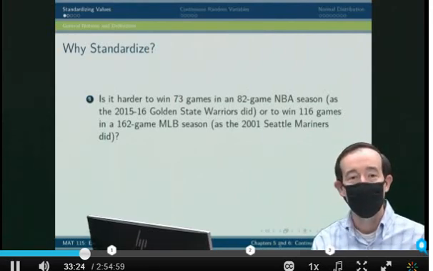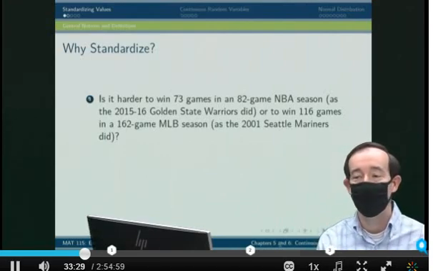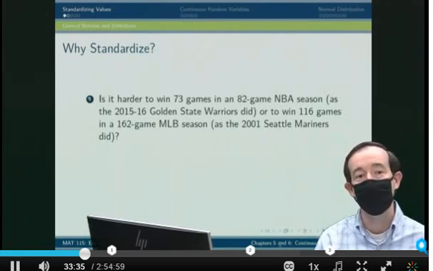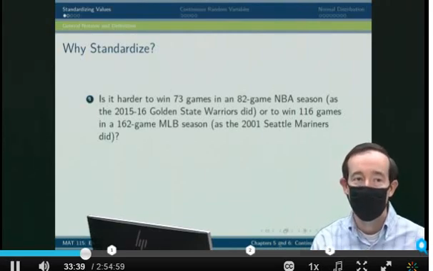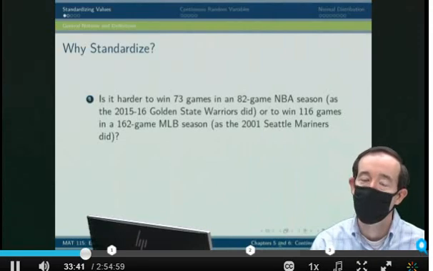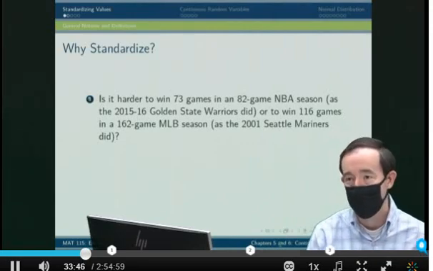Which one of those things is more impressive? Well, again, you could say that it depends on your favorite sport, but we could actually ask the question, and we could think about it in the context of how hard it is to win that many games in each sport. That's what standardization allows us to do. We can decide which accomplishment is more impressive by comparing them to their peers.